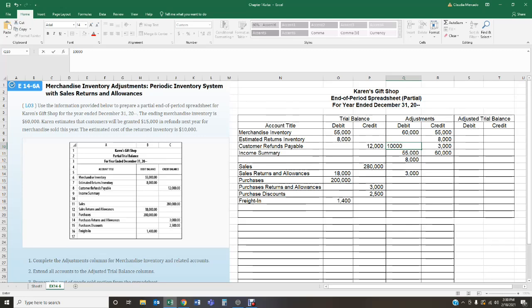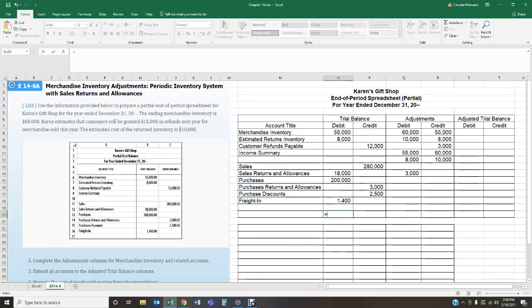I'm sorry, I put it in the wrong column. Estimated returns over here, $10,000, okay? And I'm going to credit income summary. Okay? So those are the things that happened during the period. Those are the adjustments that are being provided to us there.